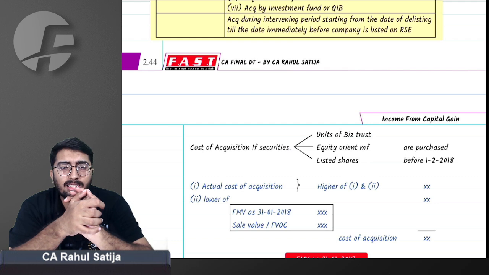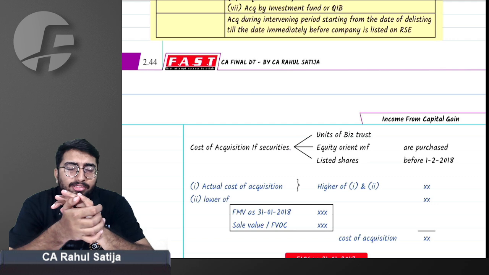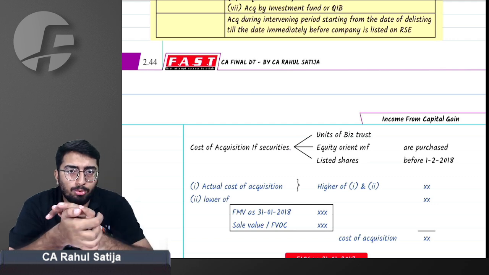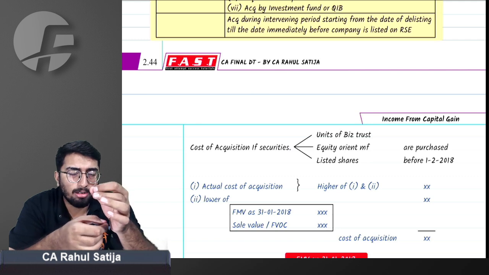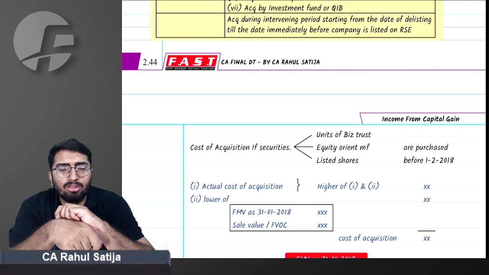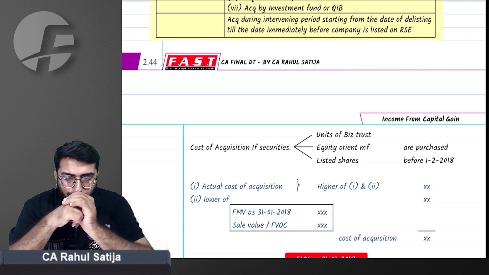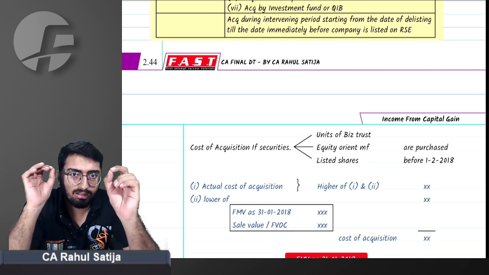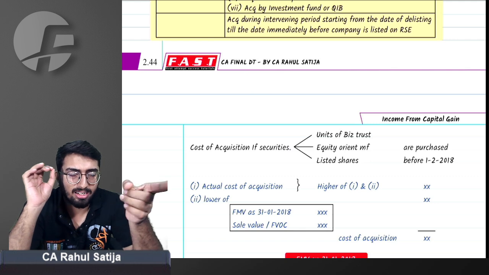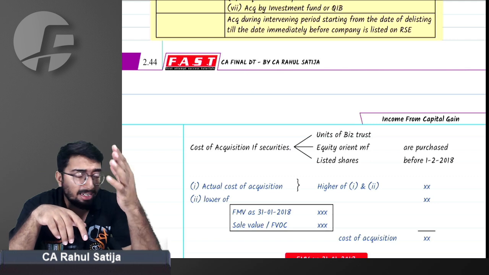Arun Jaitley said, any asset which is covered under section 112A, its cost of acquisition will be the actual cost or fair market value as on the date 31st January 2018. Did you get this point or not? Any shares, any securities that are covered under section 112A, its cost of acquisition will be taken as follows.